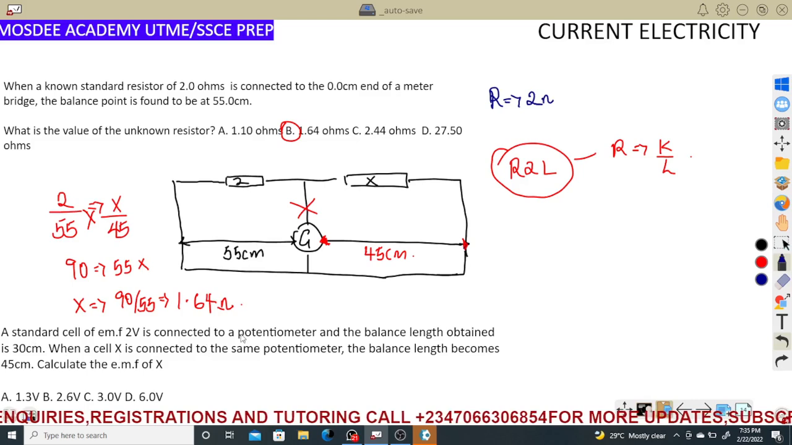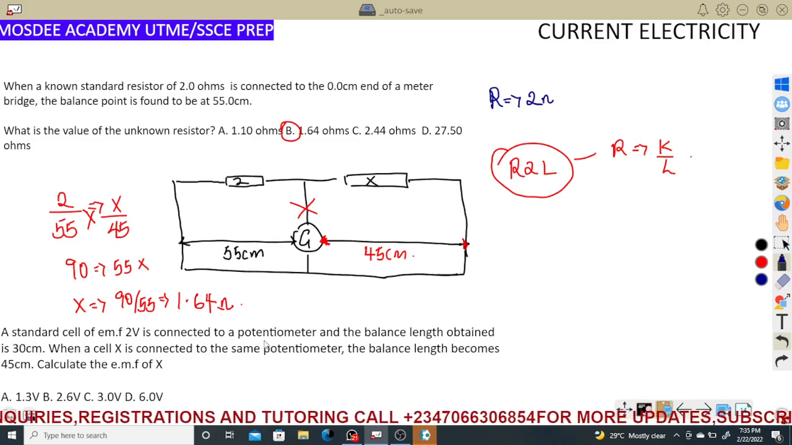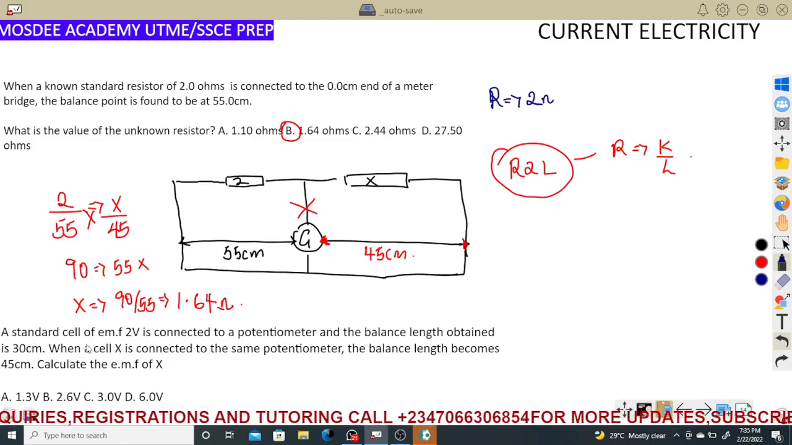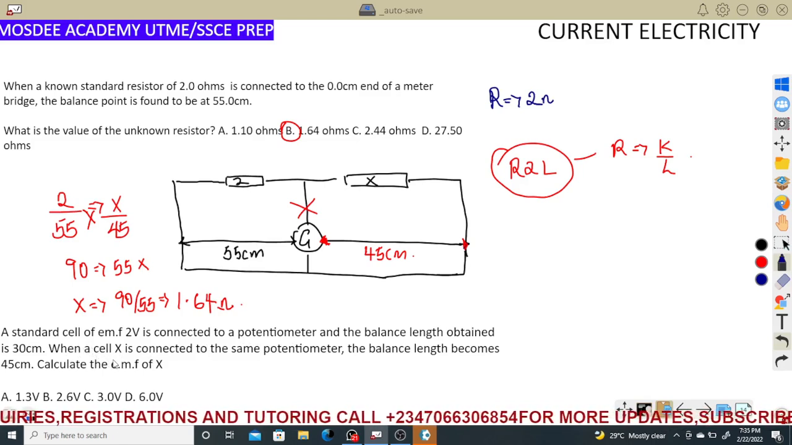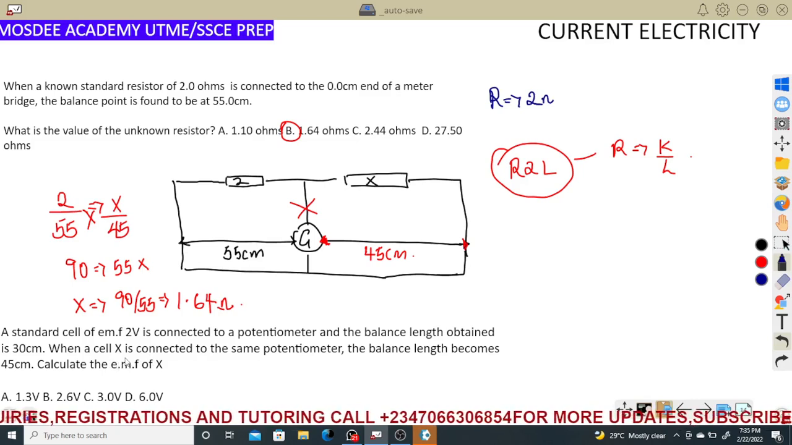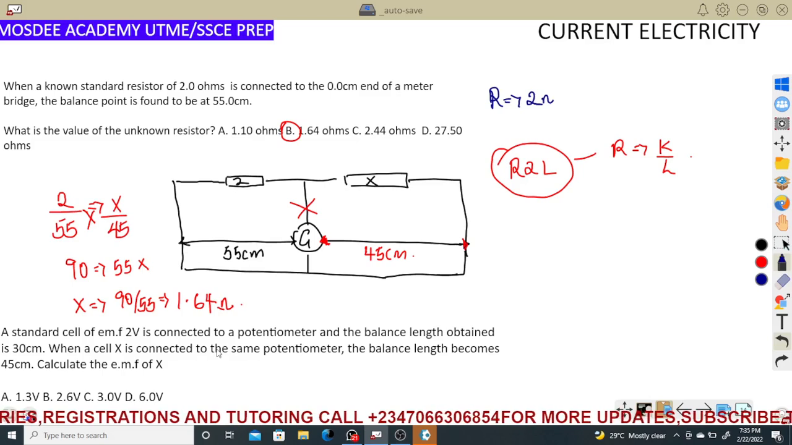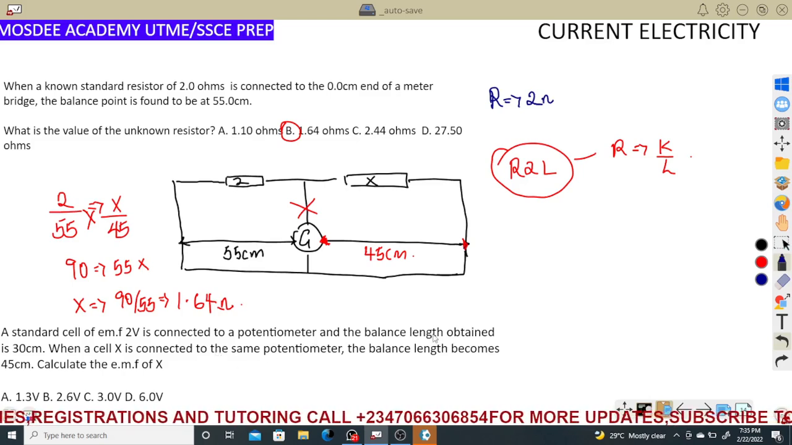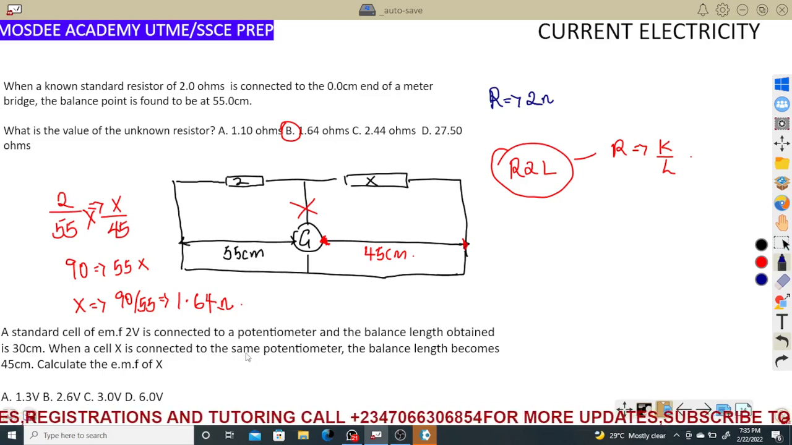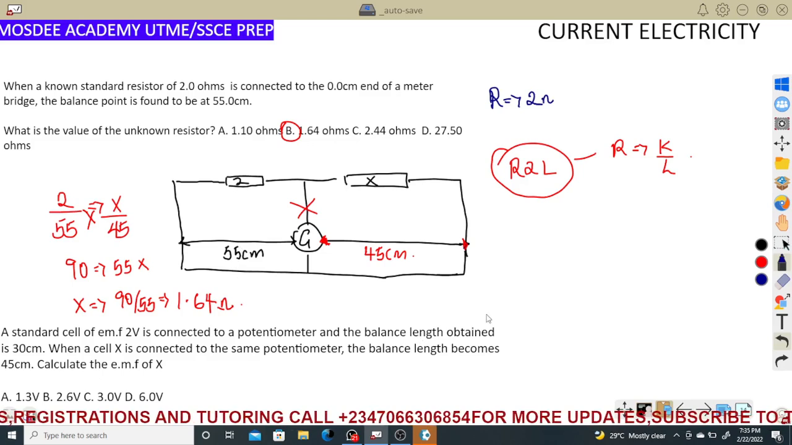Now the next is, I think, a potentiometer. So now let's look into this. We have a question. A standard cell of EMF of 2 volts is connected to the potentiometer, and the balance length obtained is 30 centimeters. When the cell is connected to the potentiometer, the balance length becomes 45. Just like what I did, just use the same concept.